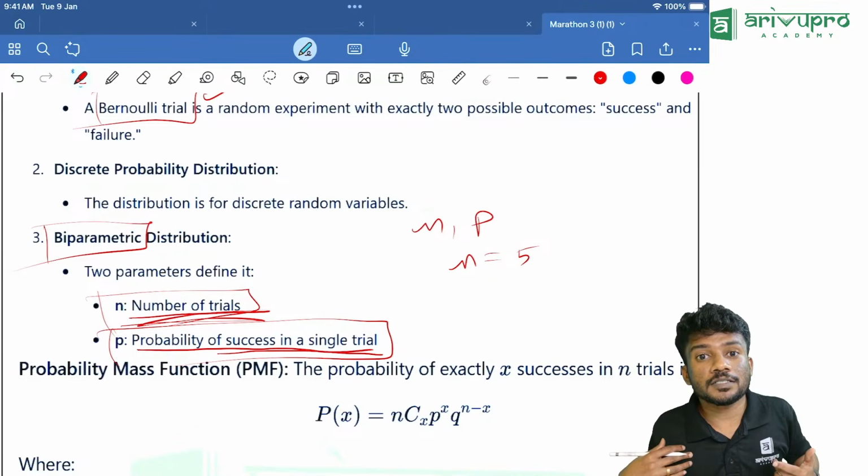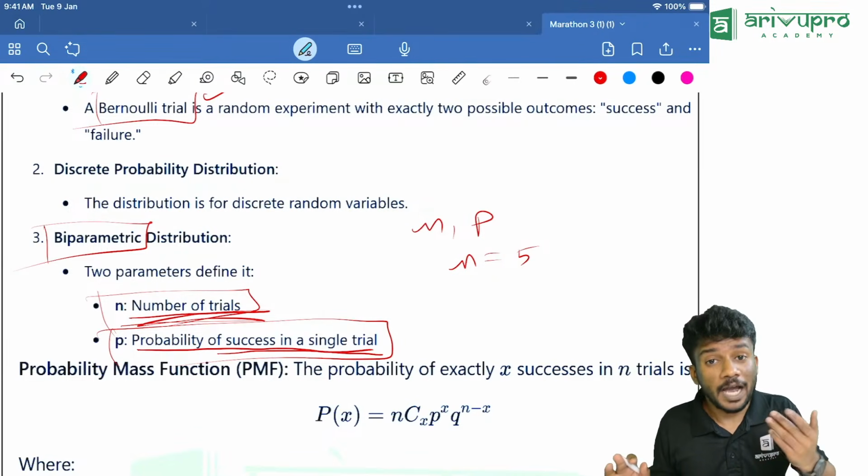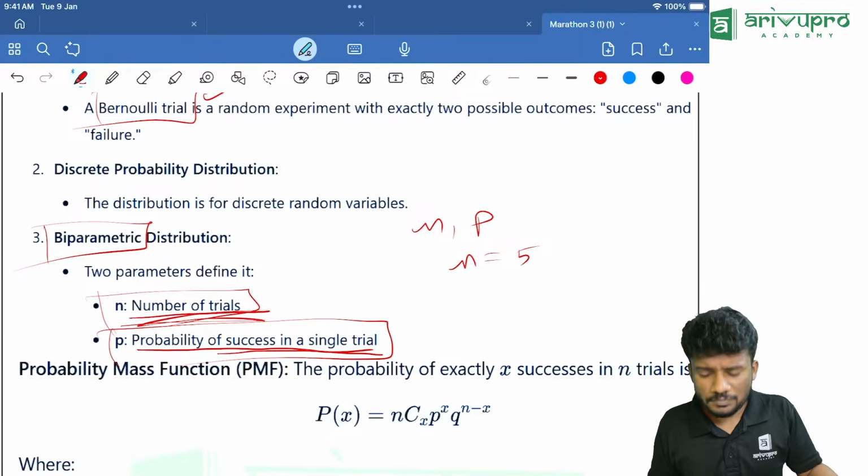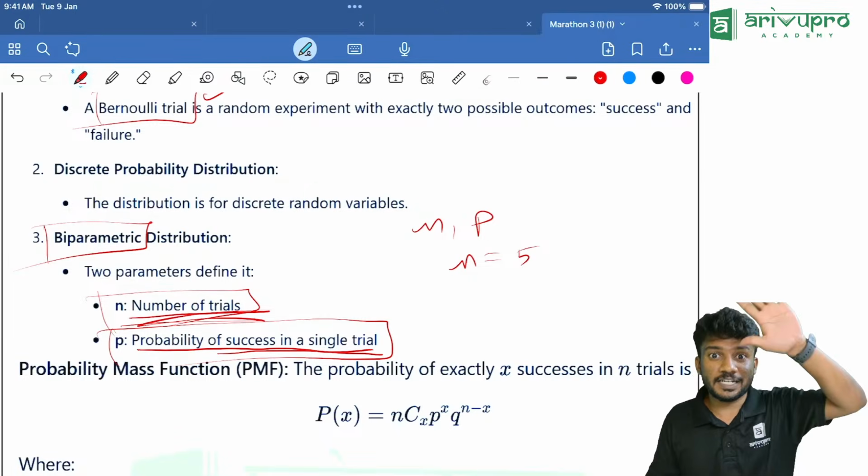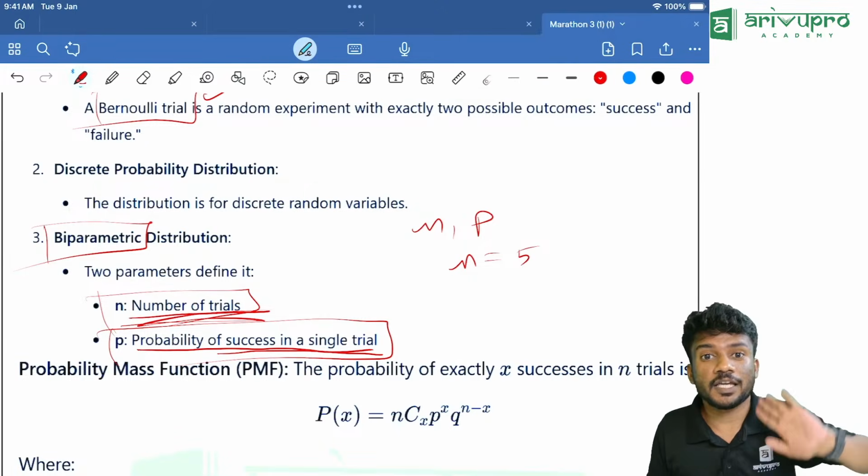And the question is, I am tossing a coin for 5 times, and I am getting a head. What is the probability of getting 3 heads is the question. 3 heads is the question. I am tossing a coin for 5 times, and I should get 3 heads is the question.